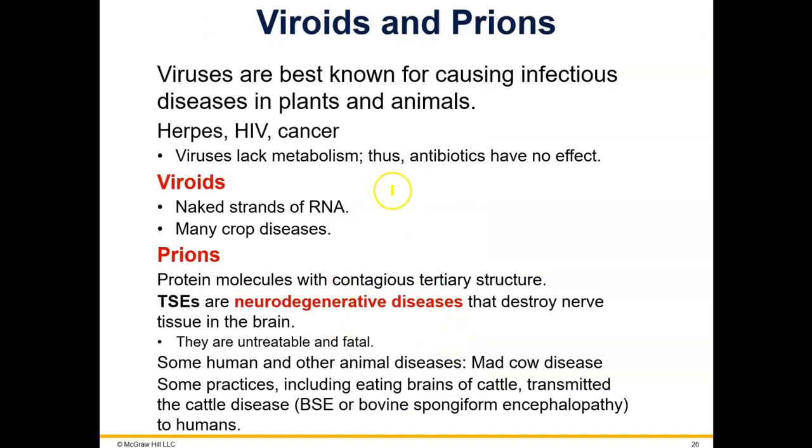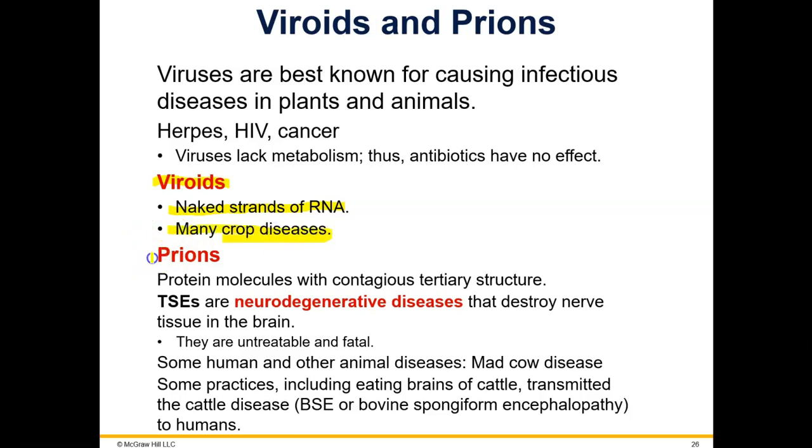Now, other particles besides viruses are viroids and prions. Viruses are best known for causing disease in plants and animals, like herpes, HIV, cancer. And viral diseases cannot be treated with antibiotics. Antibiotics have no effect on viruses. But viroids are just naked strands of RNA. I mean, they don't have a capsid outside. They are just naked strands of RNA that can cause many crop diseases.